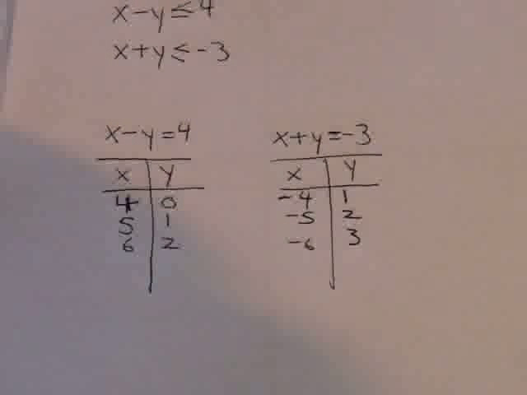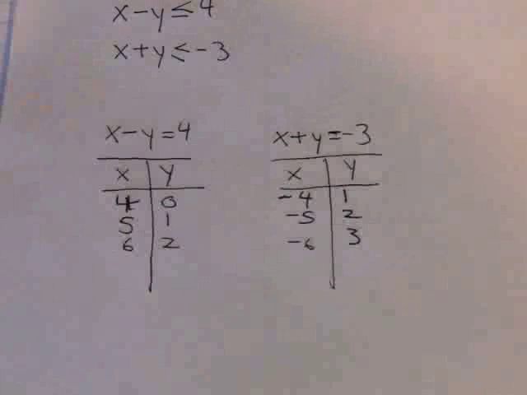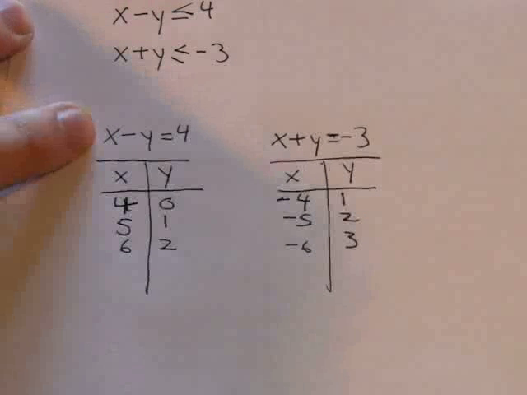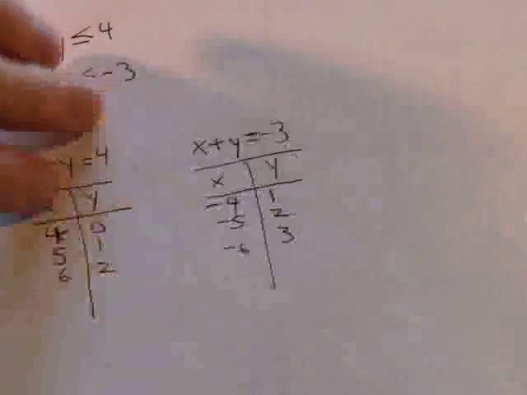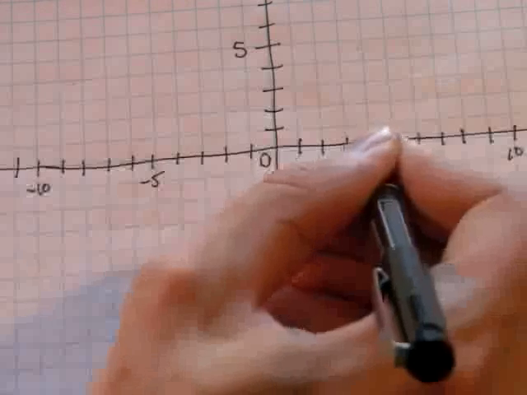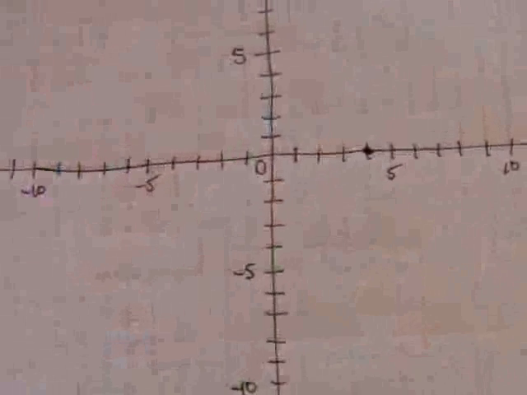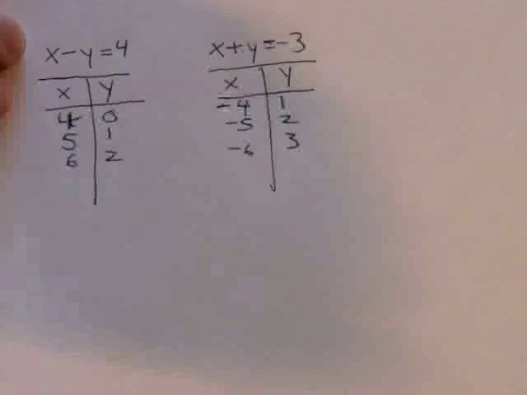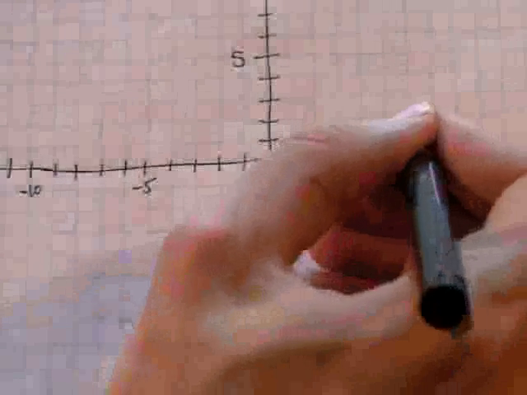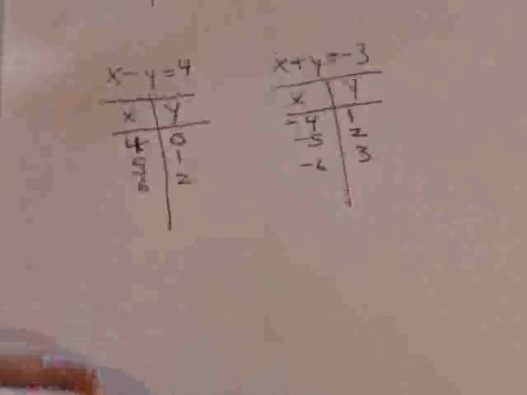Now that we have 3 ordered pairs, let's go ahead and graph them. So this first one right here, it will be 4 and 0. So 4 out, and 0 up or down. Second one is 5 and 1, and then the last one was 6 and 3. So that's our first one.